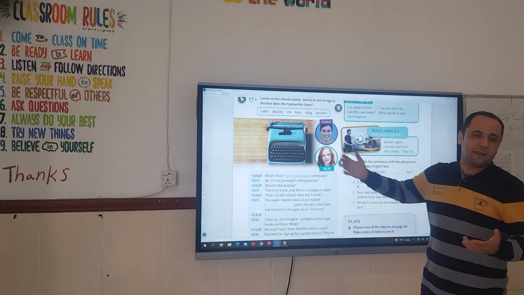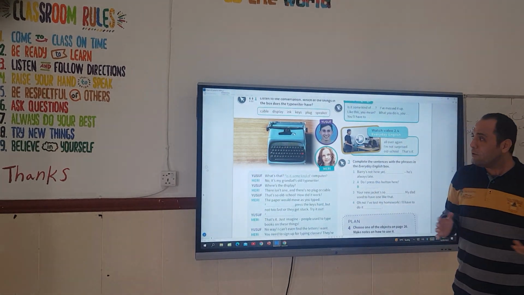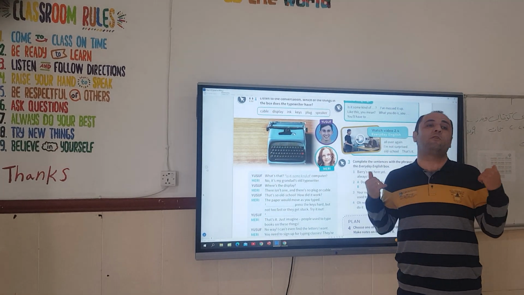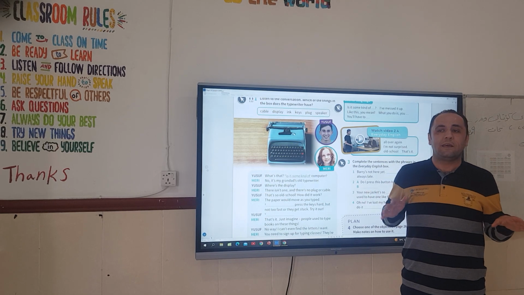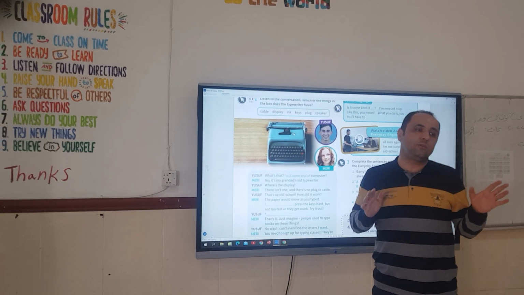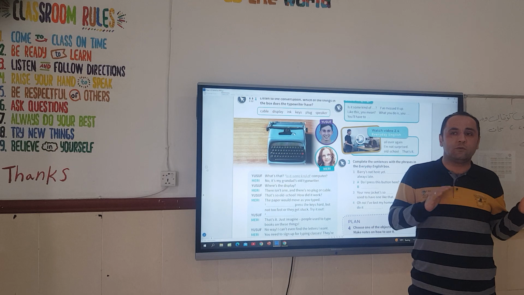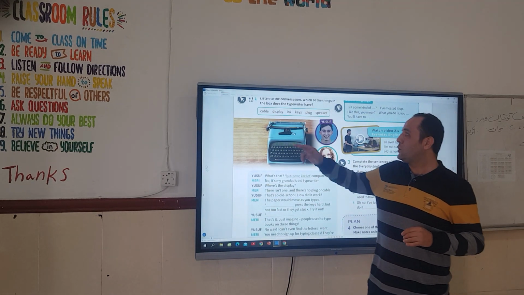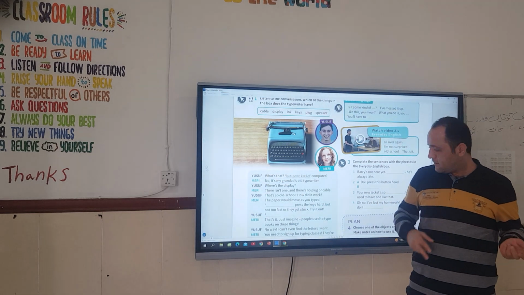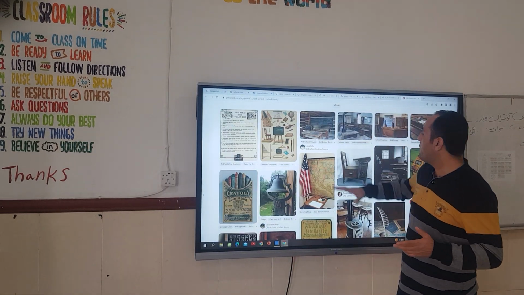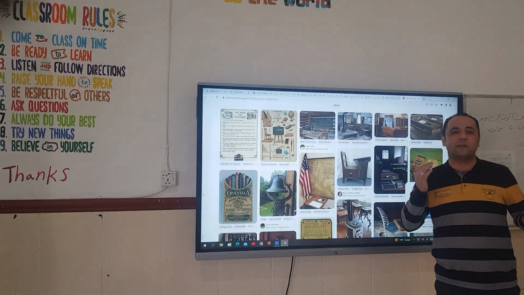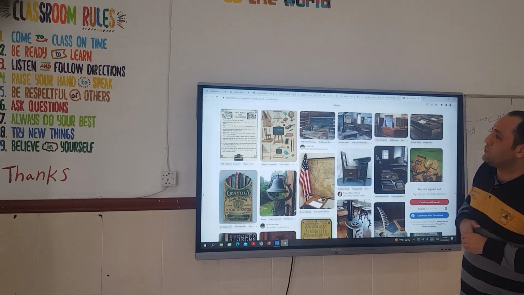Okay, guys, this kind of tool. Do you remember any kind of tools that were used before but are not used now? They were used before but now we don't use them. Do you have any ideas? Yes. I'll show a part of that. For example, these are the tools that were used in the past but now we don't use.